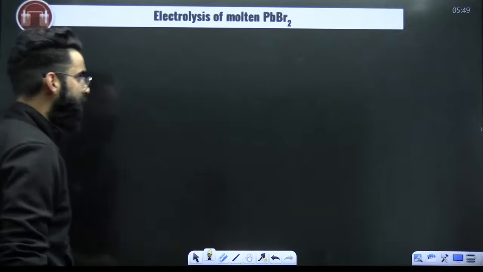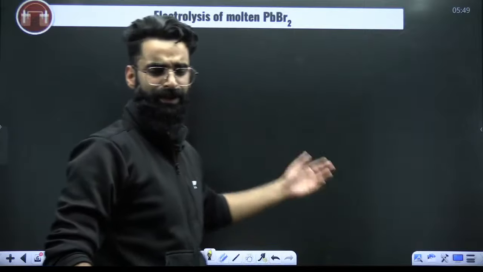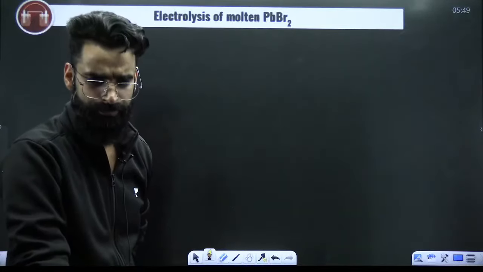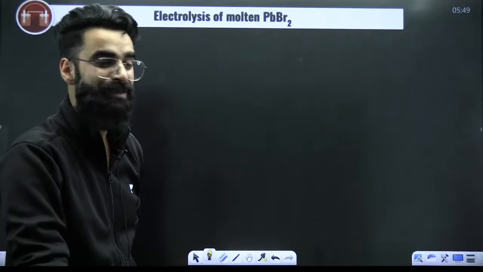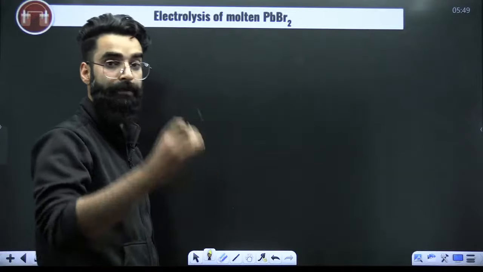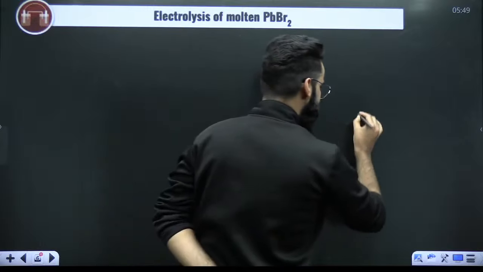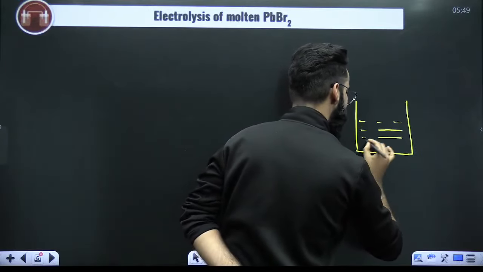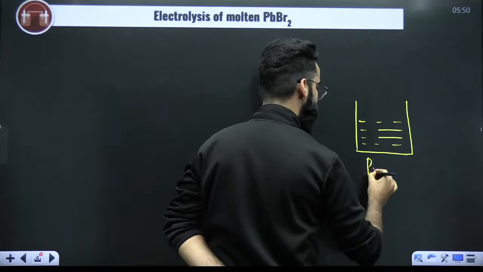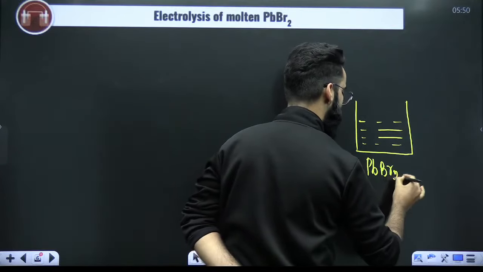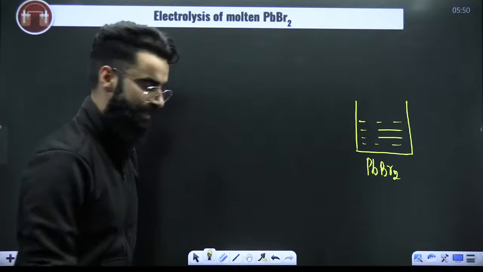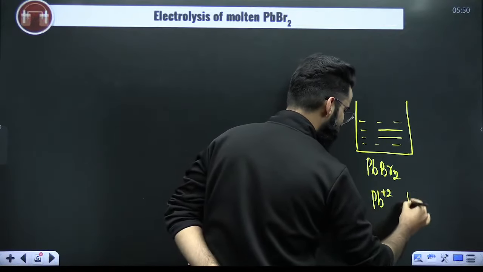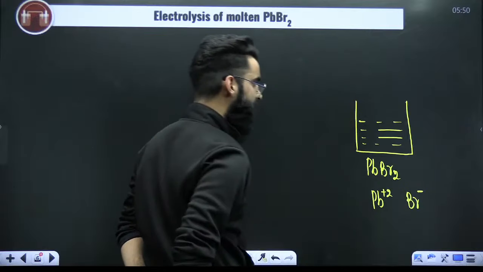Let me make you understand one more. Look at this particular scenario. Let's do the electrolysis of molten PbBr2. You'll understand it in a better way. See, first of all, this is the container which I have. And in this particular container, I have kept molten PbBr2. So basically in the container, we'll be having Pb di positive ions and Br negative ions, right?